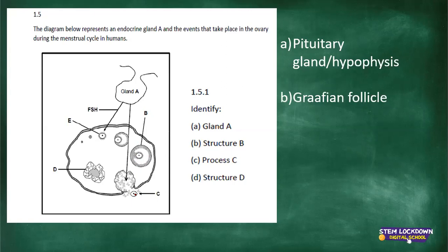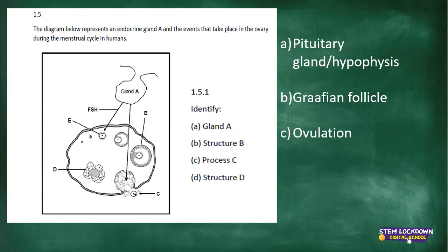What is process C? That is ovulation. Ovulation, what happens? So they're asking about the process, right? It is ovulation. But if they ask the structure, C, that would be the egg that is being released every month during the cycle. So the process is ovulation, but the structure is the egg cell or the ovum.